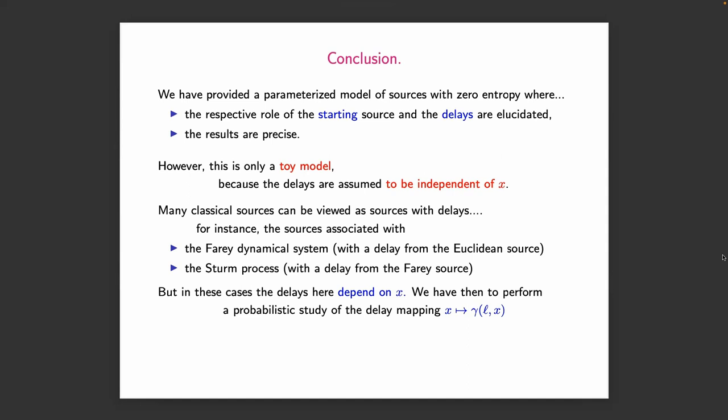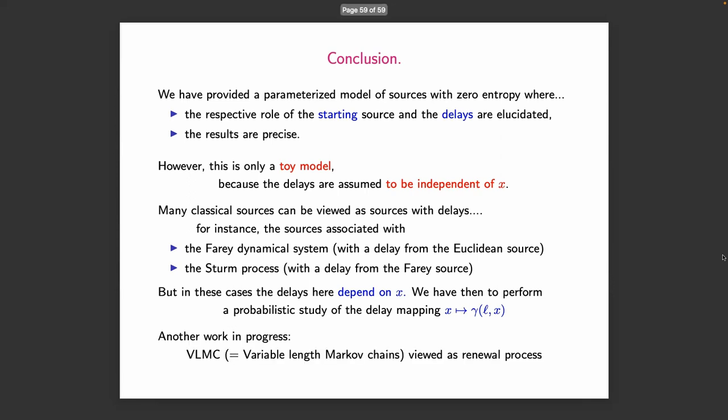In this case, the delay depends on x. And if you wish to obtain results about this source, we have to perform a probabilistic study of the delay mapping, which does not depend only on the depth L, but also on the point X. Okay, and we also have another work in progress in the same style about VLMC, which is variable length Markov chain, that I review as a renewal process, and there is also a possibility to see it as a source with delay. Thank you very much.